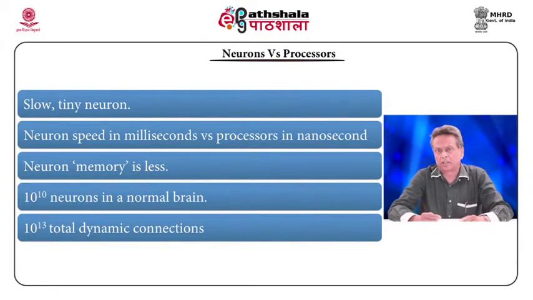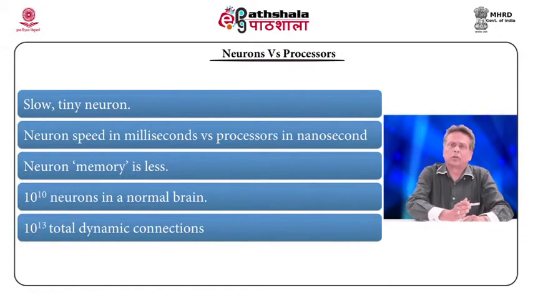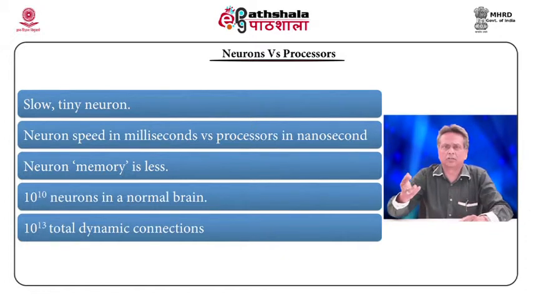The first difference is that the neuron is very slow. It operates in the range of milliseconds. Our processors operate in the range of nanoseconds. So, there is no match here. Neuron is a very tiny thing, and it uses electrochemical reactions, the signaling process, to send and receive. Here the computers use electromagnetic waves. Neurons' memory is pretty small, they store very few things.